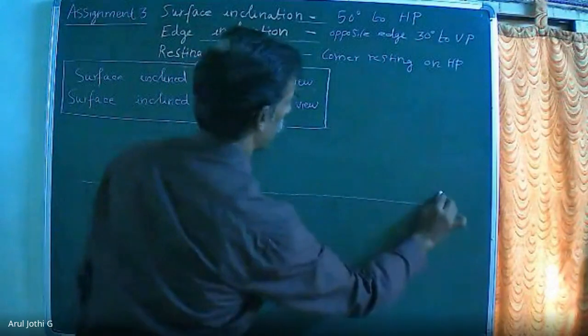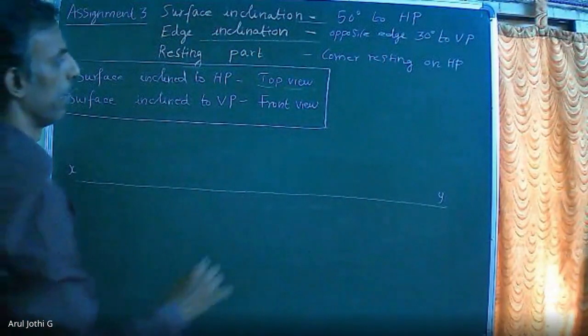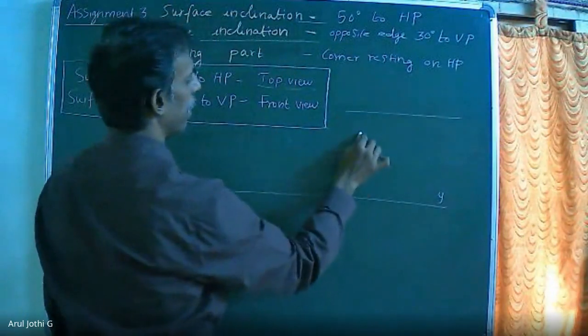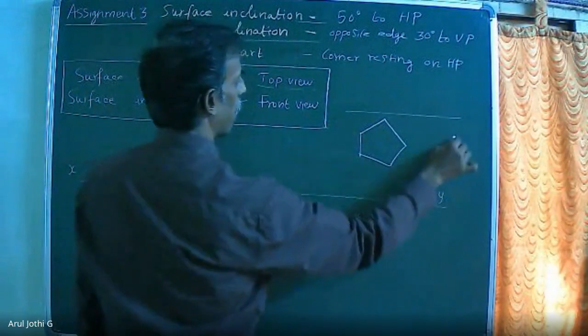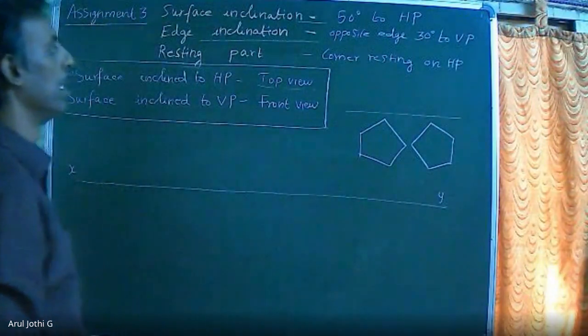Now draw the XY line. What should be the orientation for the top view? There are two possibilities available. Either you can keep one side at the left side of the top view, or you can keep one corner at the left side of the top view. What should be the orientation here?